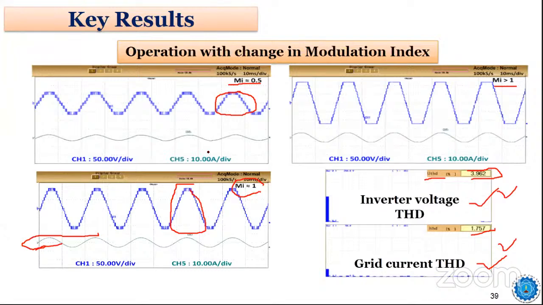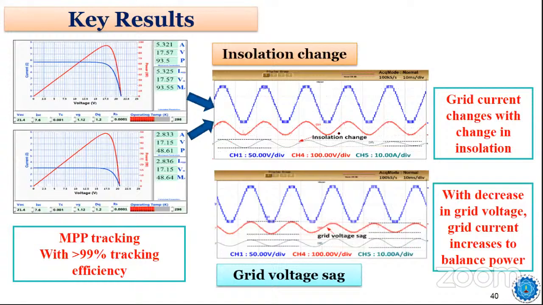Some of the other results are shown here with change in irradiation. You can see that when there is a sudden change in irradiation, our output voltage is not affected. That is the required objective. And when there is a sudden grid voltage sag, which is a 10% or some percentage drop in the grid voltage, the red color one is the grid voltage. When the grid voltage suddenly drops, the grid current has considerably increased to balance the power. So the power is balanced here while maintaining the required 15 level output again.